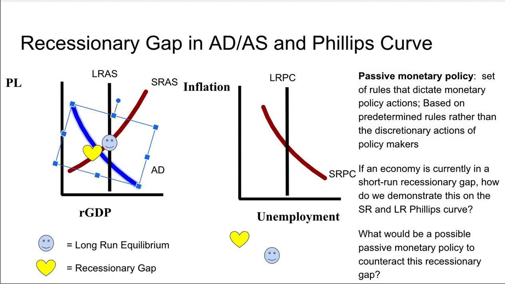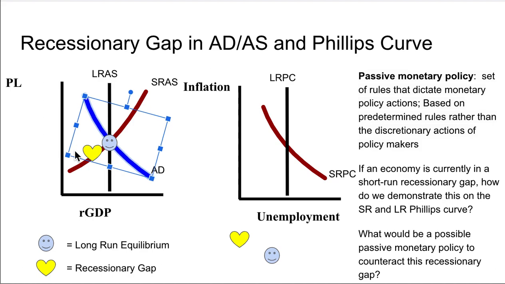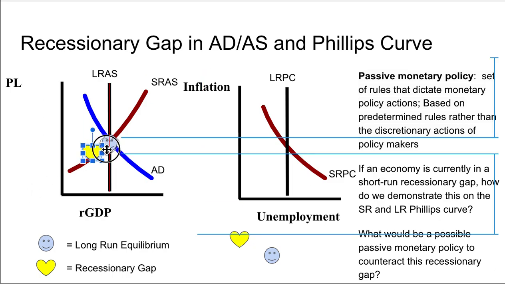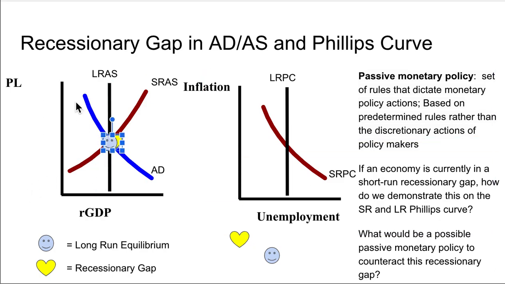And so closing the recessionary gap would try to shift aggregate demand to the right by increasing money supply and decreasing interest rates. And that would bring our recessionary gap back to our long-run equilibrium. Showing this on the Phillips curve, this would be our long-run equilibrium. And if we're in a recessionary gap, that means that unemployment is higher than the natural unemployment and inflation is below. And so if we use that passive monetary policy that's expansionary, we would see a shift to the left on the movement along the Phillips curve. So that point would move along to the left, and we would reach equilibrium again.